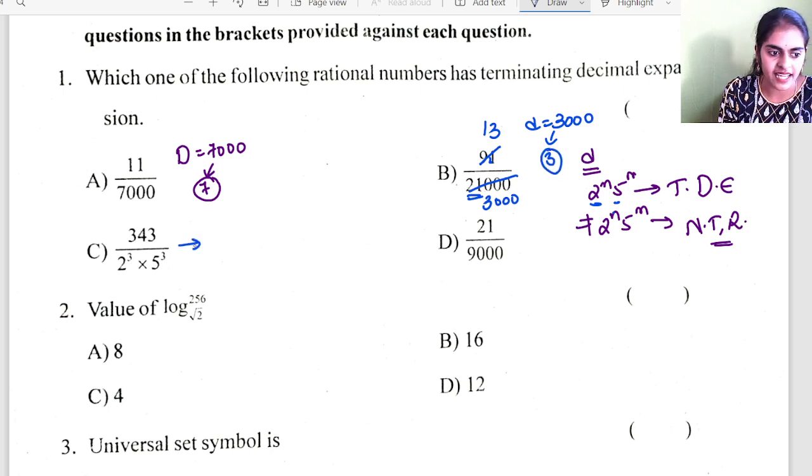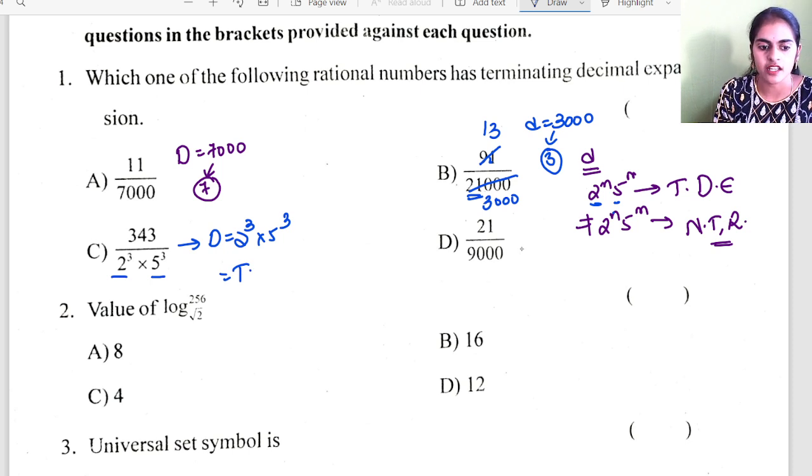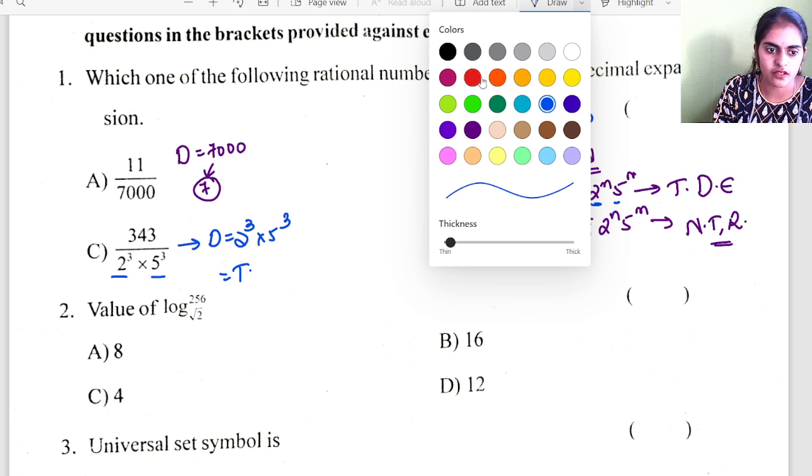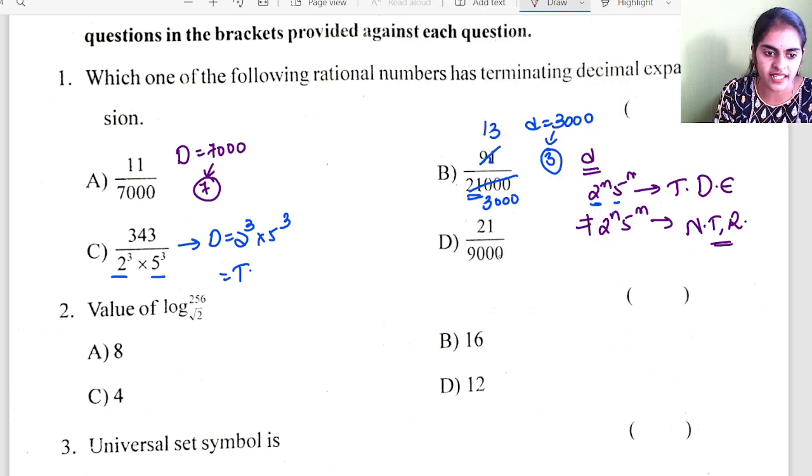Let me check here directly. 2 cube, 5, 5 cube. So the denominator is of the form 2 power something, 5 power something. So directly it's a terminating decimal. Now here you check 9,000. Here also you can cancel it. So if I am cancelling it, what do I get? Let me take the 3 table. 3 sevens are 21 and 3 threes are 9000. So 7 by 3000 is now in the simplest form.